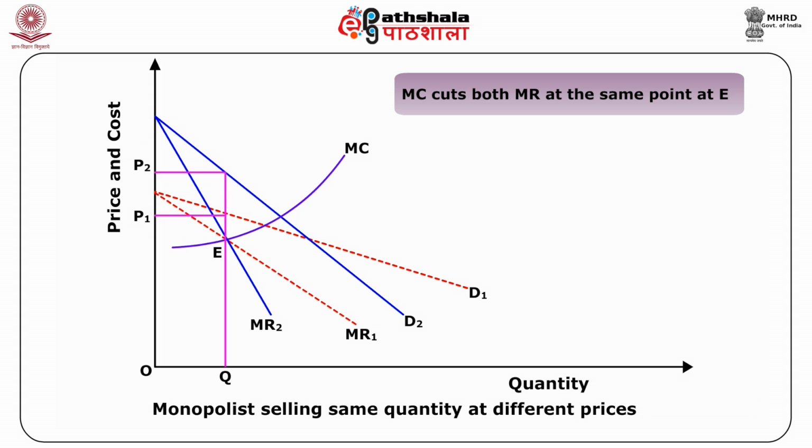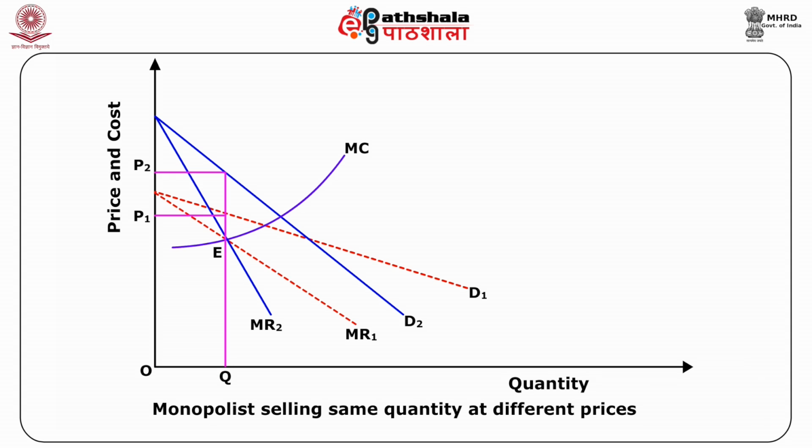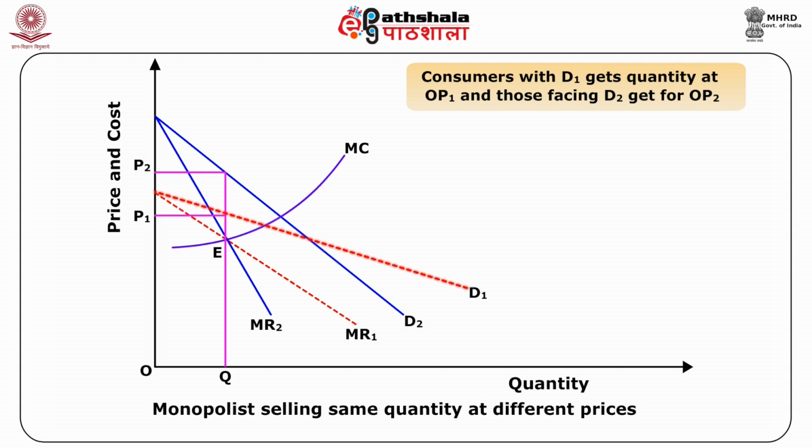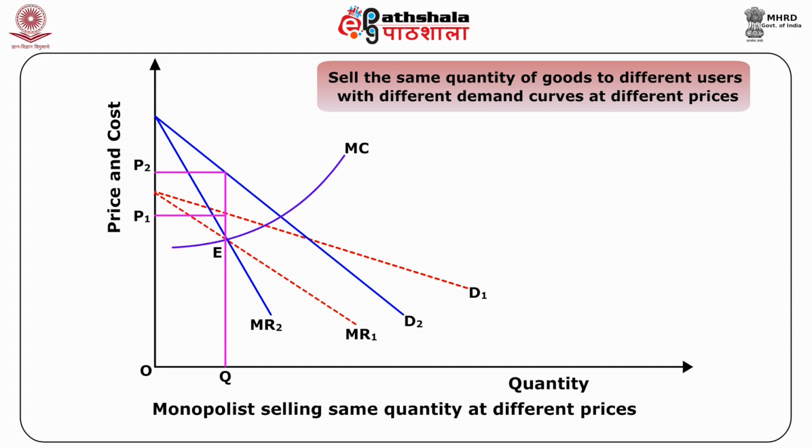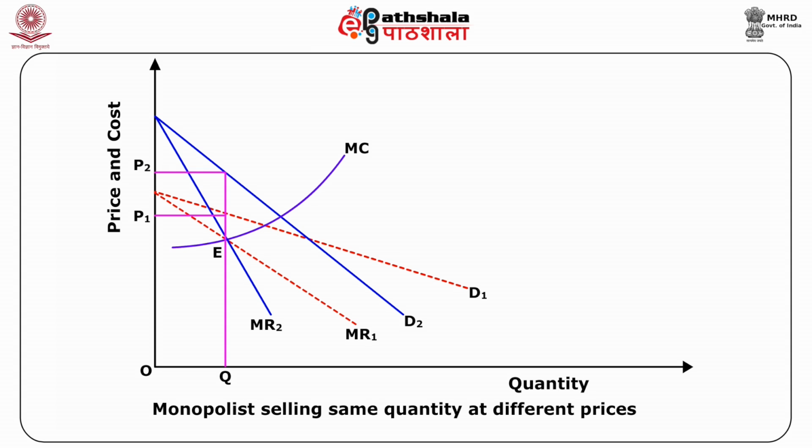Now, MC cuts both MR at the same point at E, depicting the same OQ level of quantity to produce, but when we stretch this point to their respective AR curves, then we can see that the price for the same quantity is coming out to be different. The consumers whose demand curve is D1 get the same quantity at price OP1 and those facing D2 get it for OP2. Hence, the monopolist can sell the same quantity of goods to the different users having different demand curves at different prices. Similarly, he can sell different output at the same price as follows.